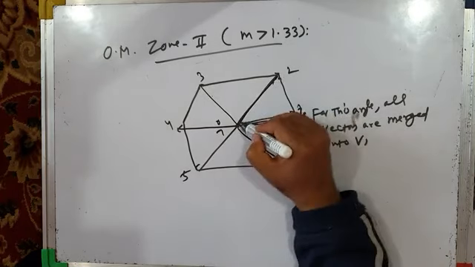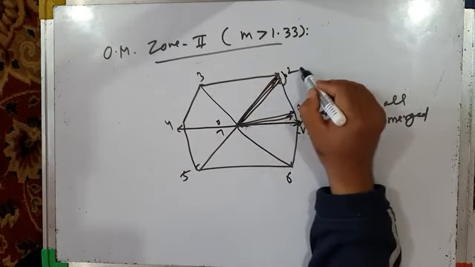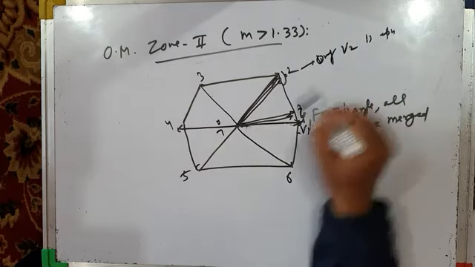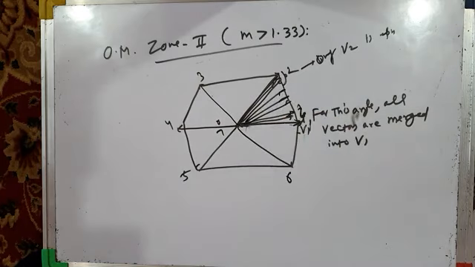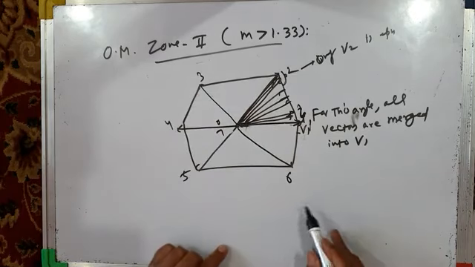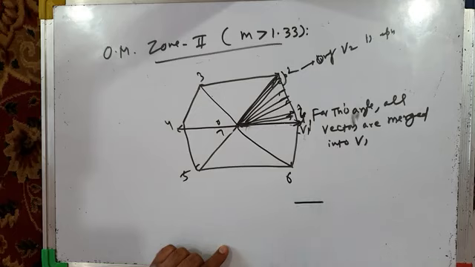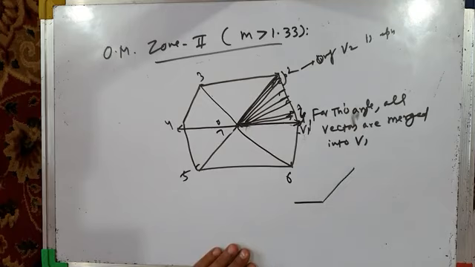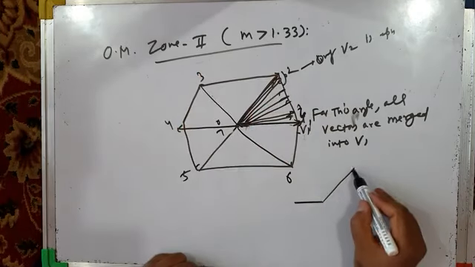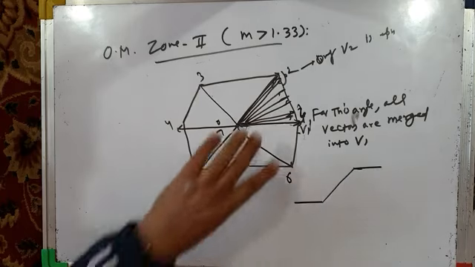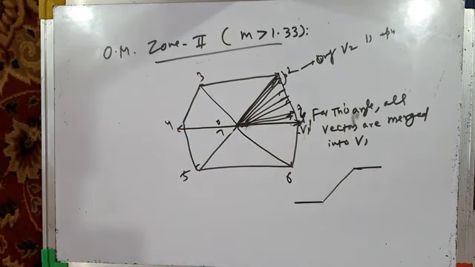And similarly, the vectors around V2 are merged, so only active vector V2 is applied, and then in between, active vector 1 and active vector 2 are applied. And for m greater than 1.33, active vector V1 will be applied for fairly long time. So your angle will be constant, and then V1 and V2 will be applied, and the angle will vary linearly, and then for fairly long time V2 will be applied, and the angle will again be constant. Okay, this is for m greater than 1.33.